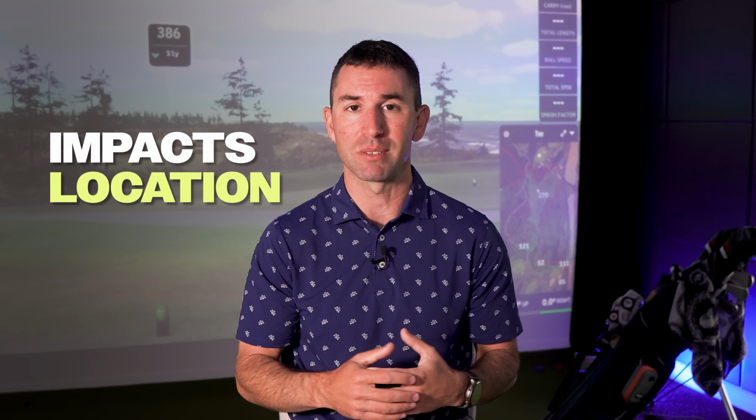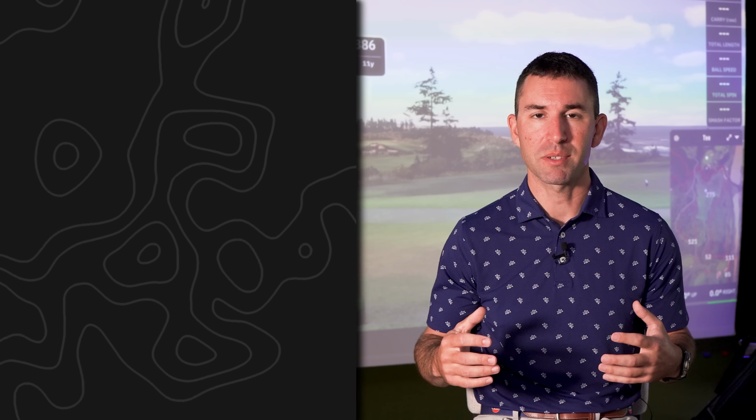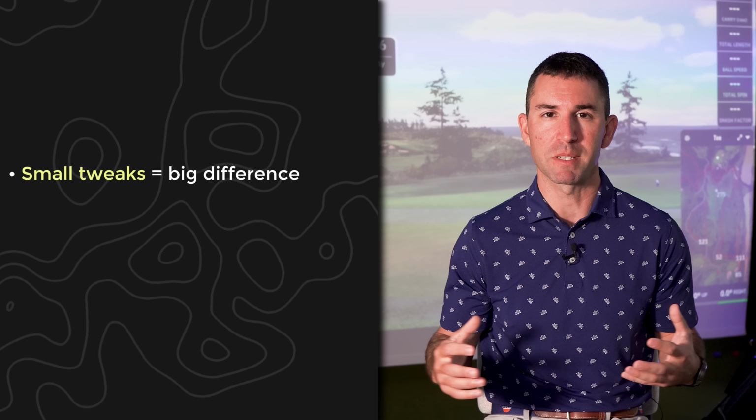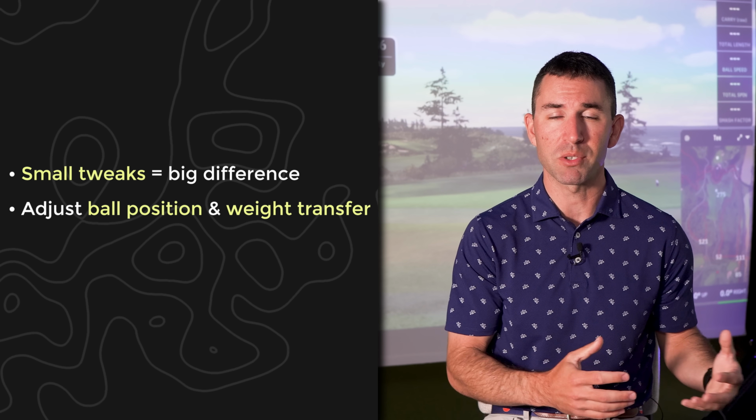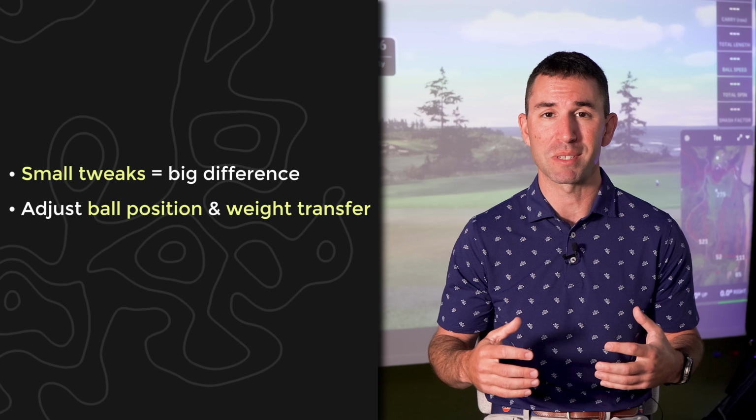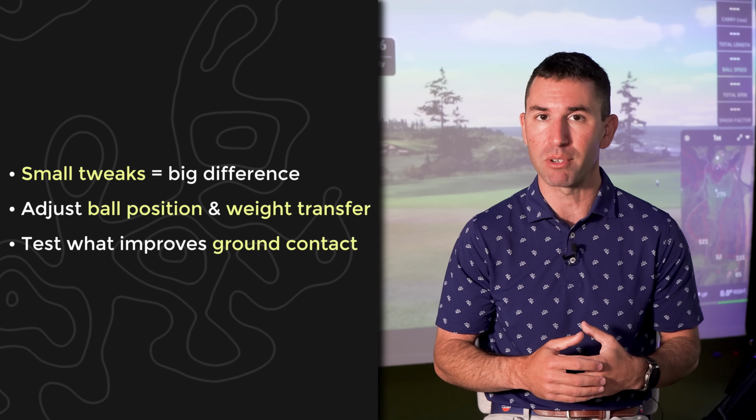So whether you use a tool like the divot board or even place a piece of tape on the ground as a reference point, you have to challenge yourself to start moving your ground contact to different places like you would with impact location or club face control. You can start experimenting with small adjustments like ball position, your weight transfer, and experimenting with those to see if they meaningfully change your ground contact.